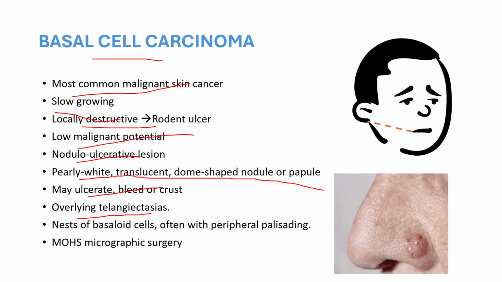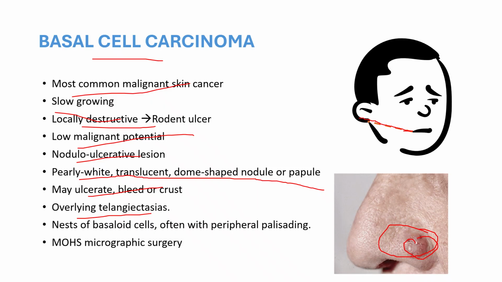Here you can see in this lesion, there is a pearly lesion over the ala of the nose. There is overlying telangiectasia. If you carefully watch here, you can see the telangiectasia. Okay, and the site of the lesion is characteristic. If you draw a line from the angle of the mouth to the ear lobule, above that line is usually the site of basal cell carcinoma.